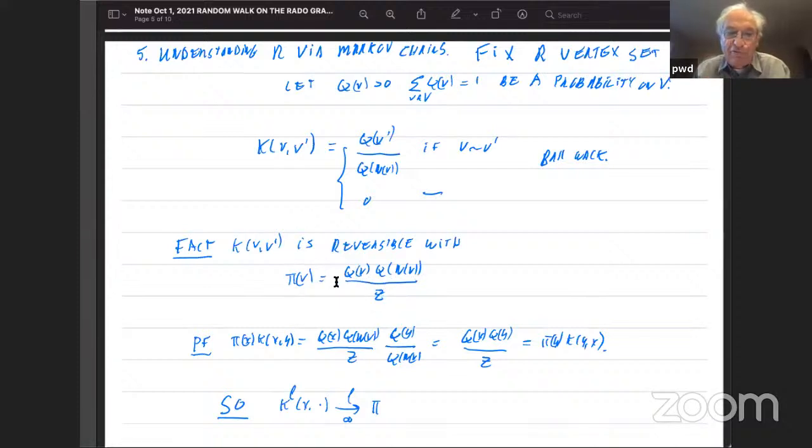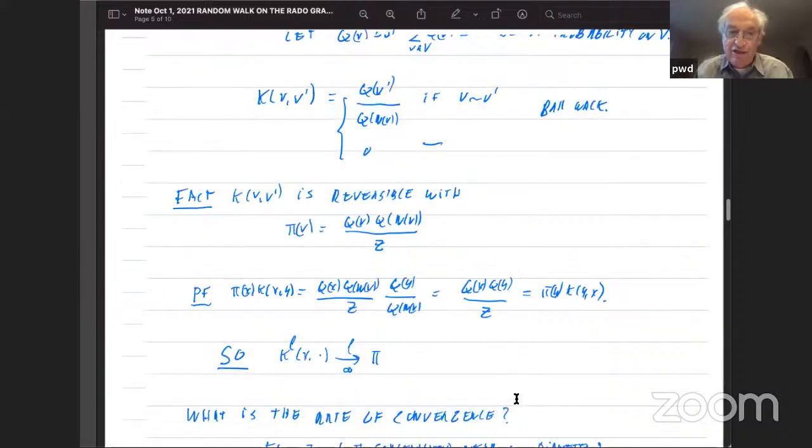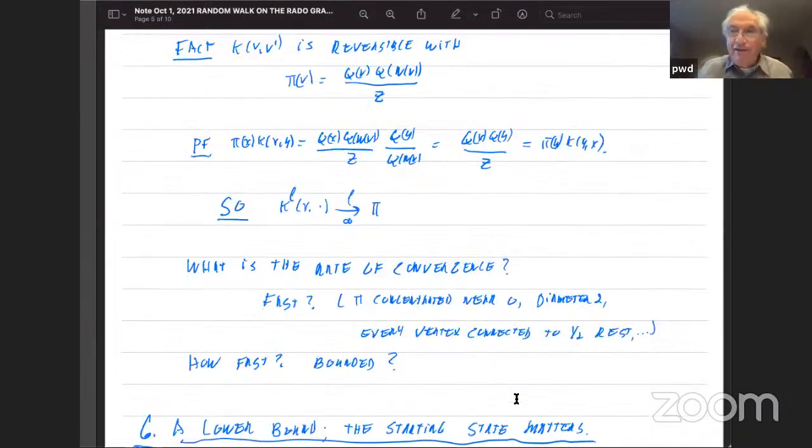Let's just verify that this satisfies detailed balance. That is, pi x K(x,y). Well, that's pi of x, the stationary distribution of x, times the chance of going from x to y if it's not zero. And these cancel, so that's Q of x, Q of y, and that's symmetric. So it's pi y K(y,x). So by elementary probability, if you wander around with this Markov chain for any Q, you converge to the stationary distribution. And then if you're me, and even some of you, it's natural to ask, all right, how long does it take to get random?